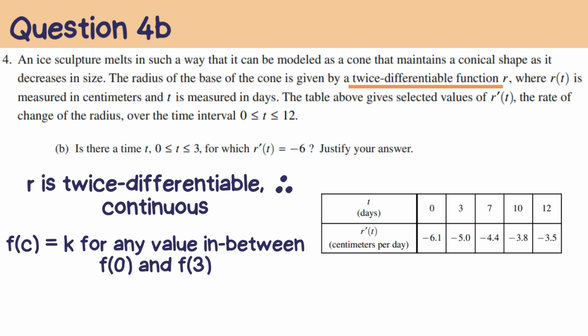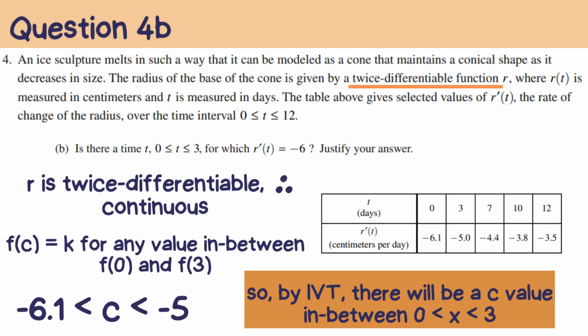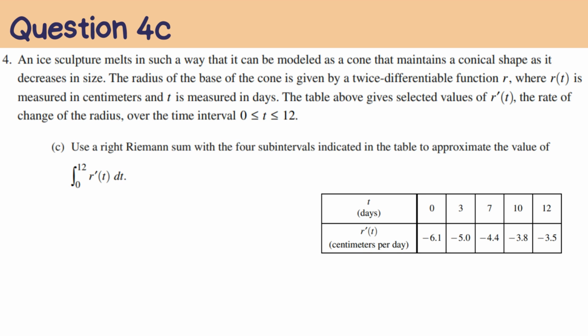So let's write that down. Our f of 0 is negative 6.1, and our f of 3 value is negative 5, so our k value must be in between negative 6.1 and negative 5. And our r prime of t value is negative 6, which is in between those values. So by the IVT, or Intermediate Value Theorem, there will be a c value between 0 and 3. For the points, I'm thinking just a single point for this question. It's kind of like you either get it or you don't, so that's pretty nice.